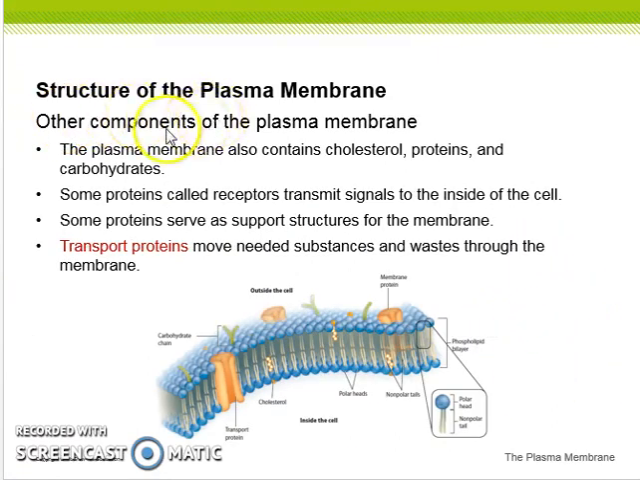So, structure of the plasma membrane, other components of the plasma membrane: it also contains cholesterol, proteins, and carbohydrates. Some proteins, called receptors, transmit signals to the inside of the cell, while some proteins serve as support structures for the membrane itself. There's something particular called a transport protein, and it moves needed substances and waste through the membrane. If I were to slice open the plasma membrane and really dive in with my microscope and take a look, I will see here I have a tunnel, or say a doorway, in and out. And this structure allows for food and waste to go back and forth.